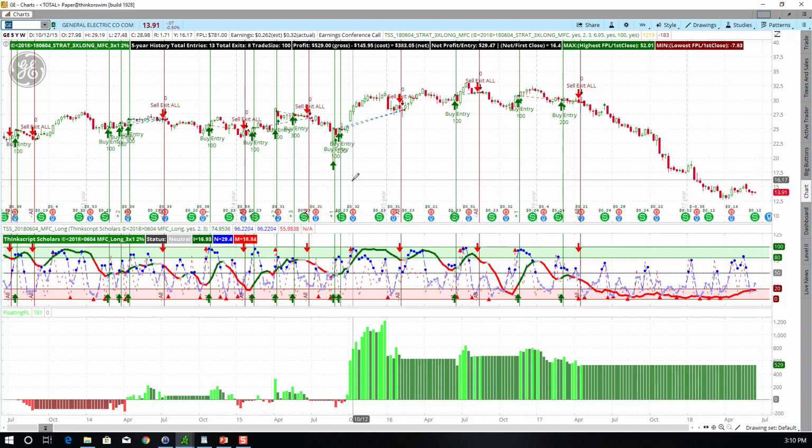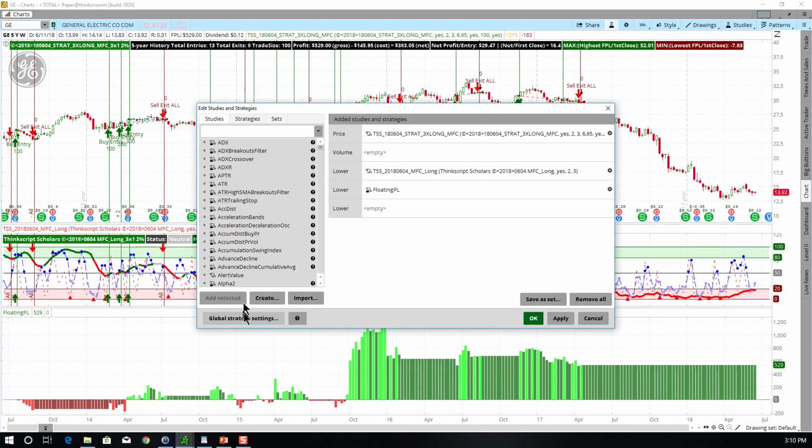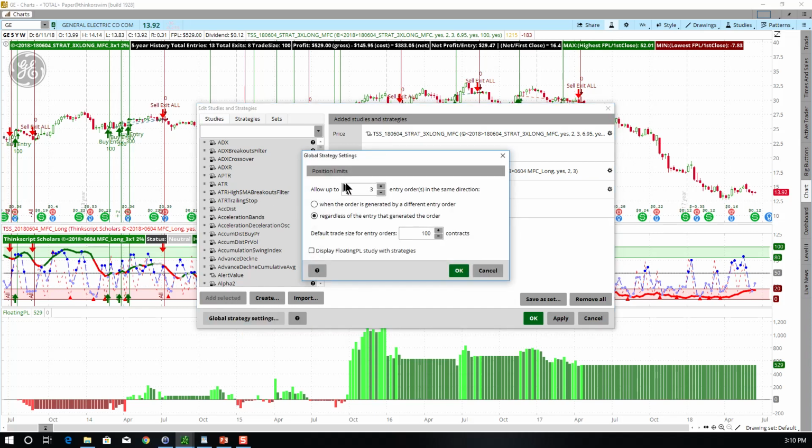Now, there is one thing that's very important when you're setting this up in your own charts, because it's not quite as straightforward. Well, what I've done so far is straightforward, but there's one other adjustment you have to make, and that will be down here under Global Strategy Settings. You will have to set this up to allow up to, in this case, 3 entry orders in the same direction, regardless of the entry that generated the order.